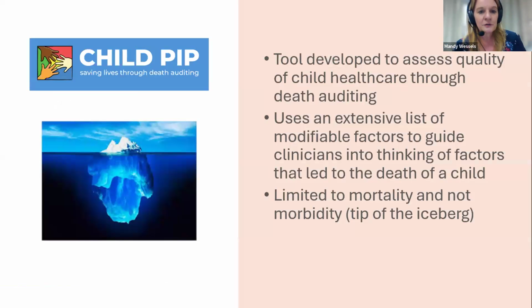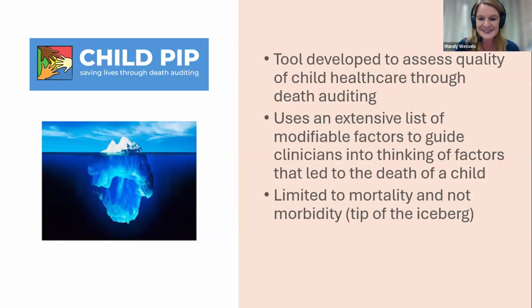So I'm going to shelve DHIS for now, to say that there are some useful indicators, but not ones that are going to tell us the actual meat of the problem, and look at Child PIP, which we know was developed precisely to assess the quality of child health care using death auditing tools. And it uses an extensive list of modifiable factors to guide your clinicians into thinking of the factors that led to the death of a child.